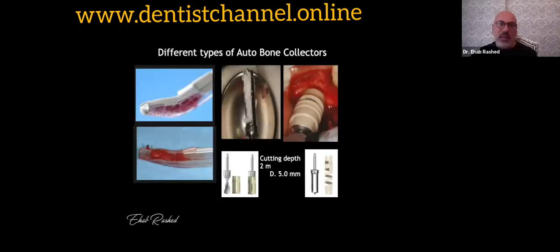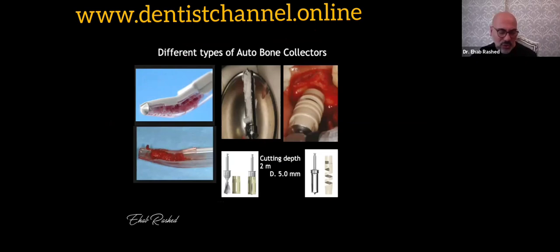So there are different kinds of bone instruments that I use to collect bone. I can either use the bone scraper, as you can see in this picture. This is the bone scraper that you can use to scrub the bone at any site. And look at the amount of bone that you can collect here. This is all white and bone cells.